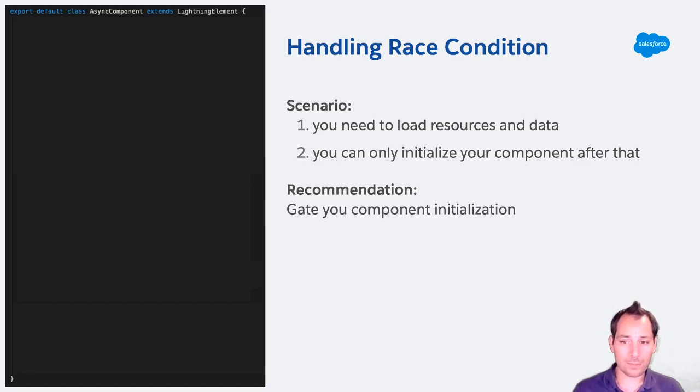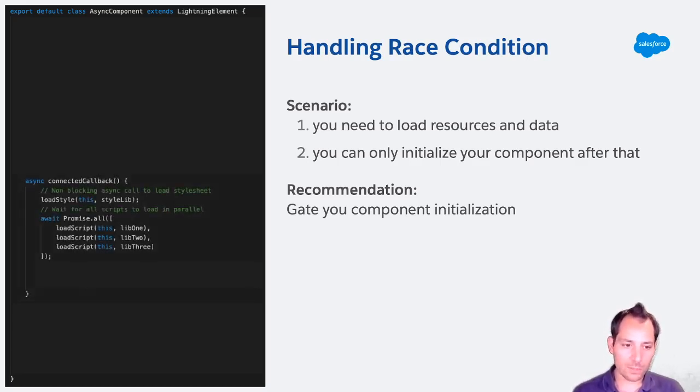A typical scenario for that is when you need, for example, to load multiple resources and data in parallel, and only when you have loaded all of these things can you initialize your component. This is a bit tricky because you don't know if the data will load first or the resources will load first. The solution to handle that particular race condition is to gate your component initialization with some Boolean variables. So let's take a look at this example. This is going to be based on the function we just saw before. I'm going to use an asynchronous connectedCallback. This is the exact same code we had in the previous pattern, but I'm going to enrich it a bit with a few other things.